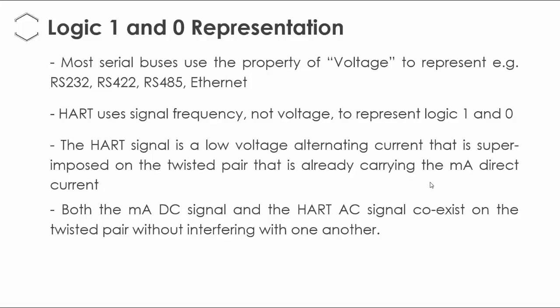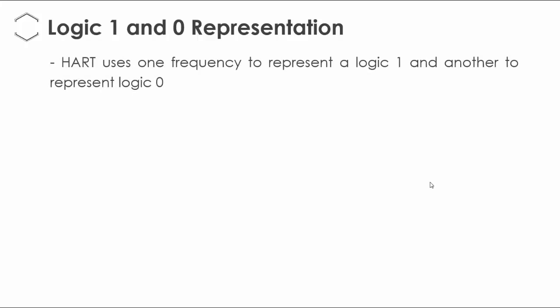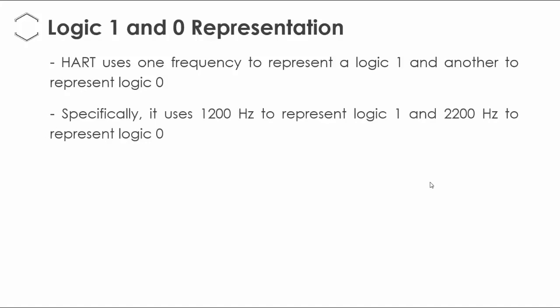Now you'll be very familiar with alternating current of 60 Hz and 50 Hz. That's your household supply. It depends on the country you live in. Now HART uses one frequency to represent a logic 1 and another to represent a logic 0. Specifically, it uses 1200 Hz to represent logic 1 and 2200 Hz to represent logic 0.